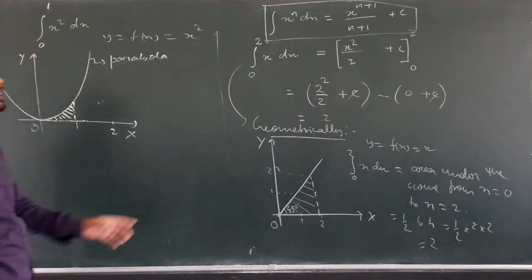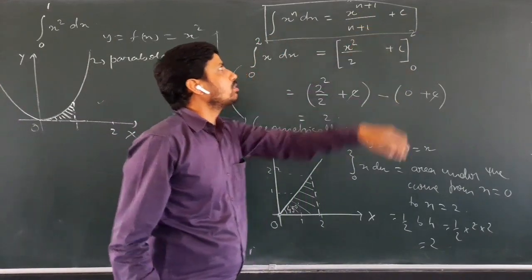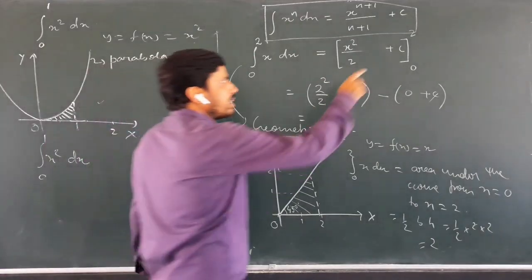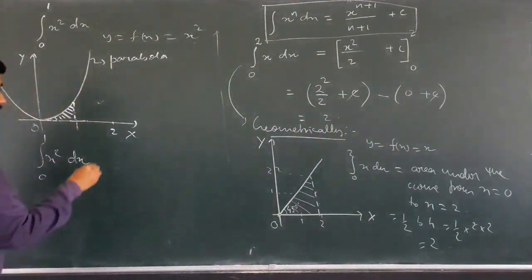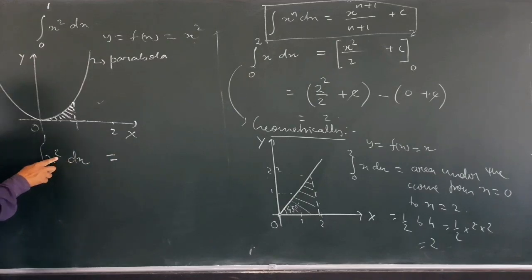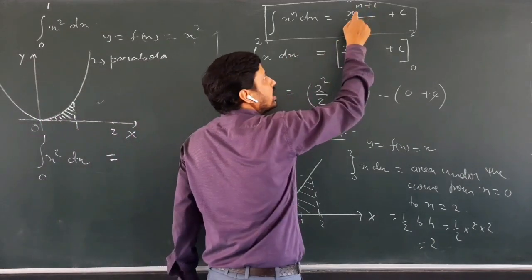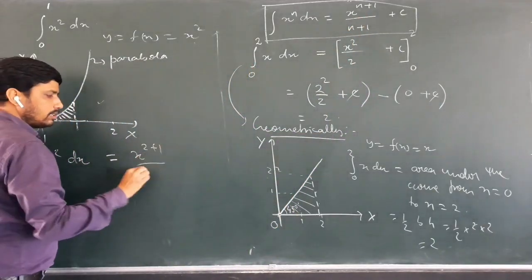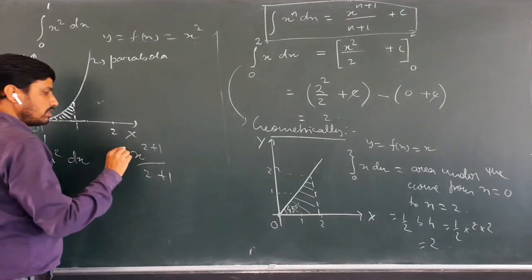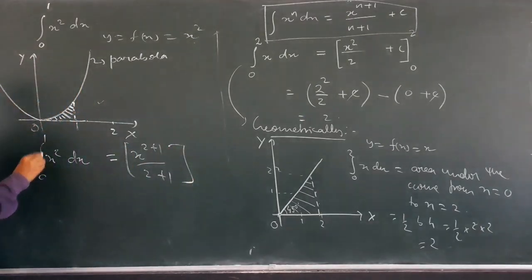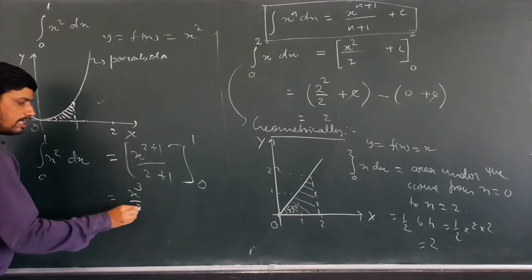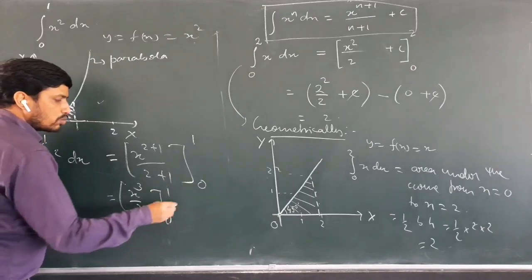Integration x to the power n dx is x to the power n plus 1 by n plus 1 plus c. So integration x square dx from 0 to 1. Now I told you earlier, no need to write c because c will cancel. So let us see. What is the power? 2. So we have to add 1 to 2. So x to the power 2 plus 1 by 2 plus 1. And the limits of integration are from 0 to 1. So this becomes x to the power 3 by 3, limits from 0 to 1.